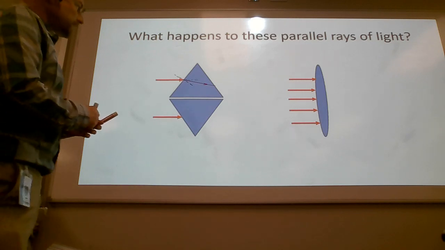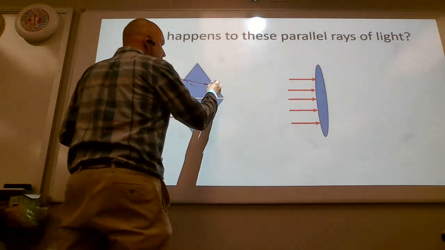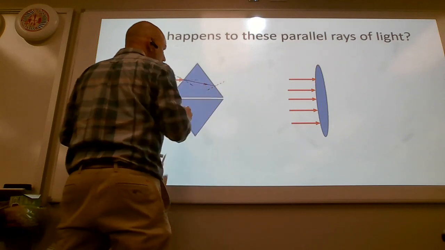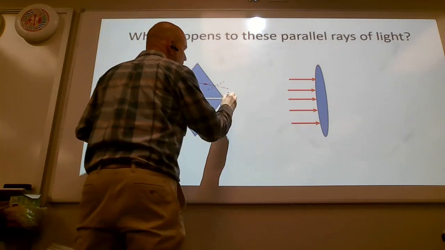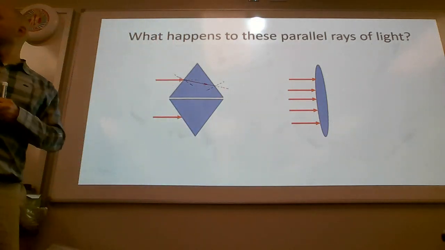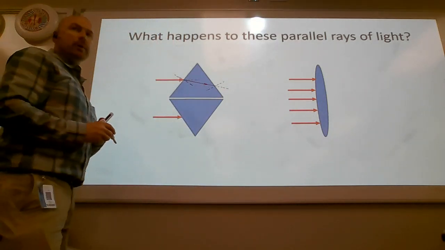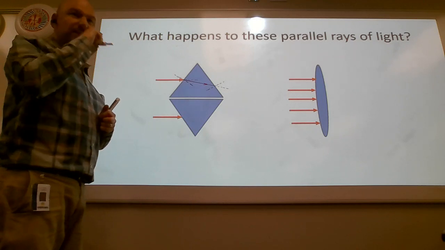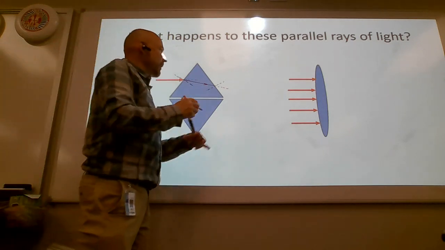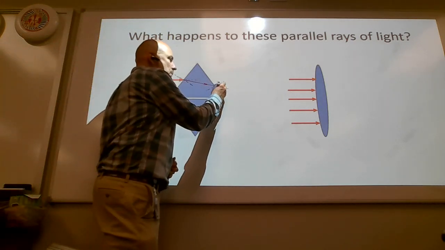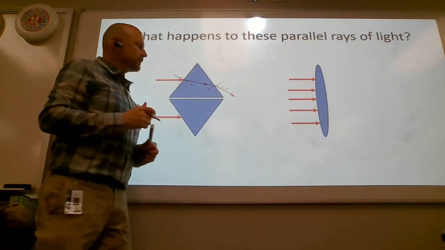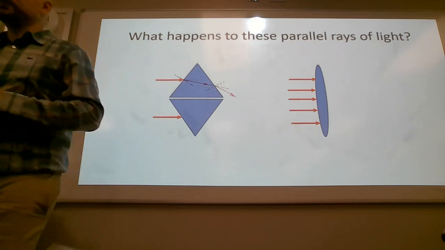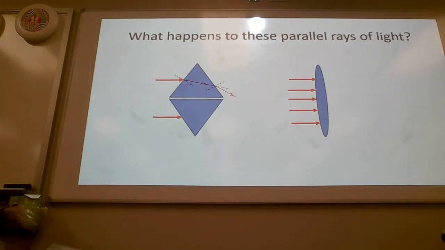I'll do it again. Normal line, no refraction, and then answer the question, bends away from or towards. In this case, going from glass to air, it's going to bend away from. So it's bending away from this normal line here. Good?